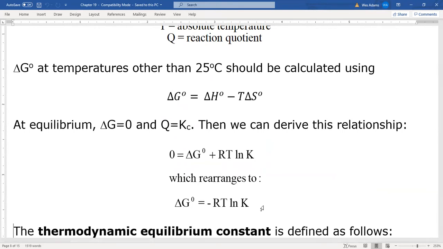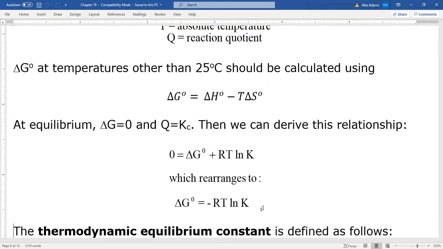If we say delta G is equal to delta G standard plus RT ln of K now, so we change the Q to K, the delta G is 0. We still got delta G standard, we still got plus RT ln of K. And so then delta G standard is equal to negative RT ln of K. And you can use that to estimate the equilibrium constant under even non-standard conditions.